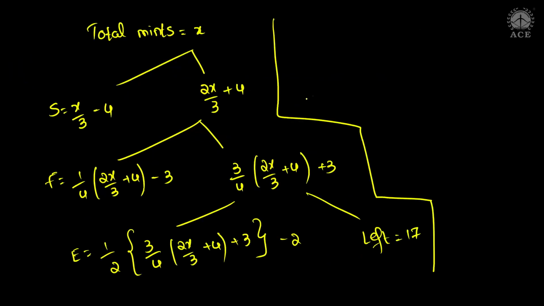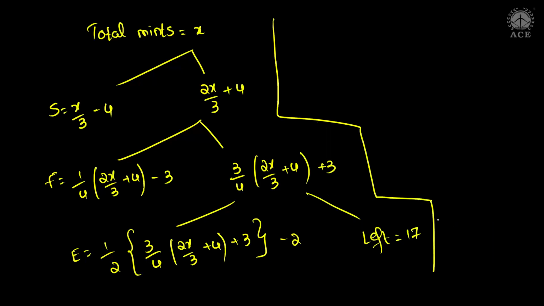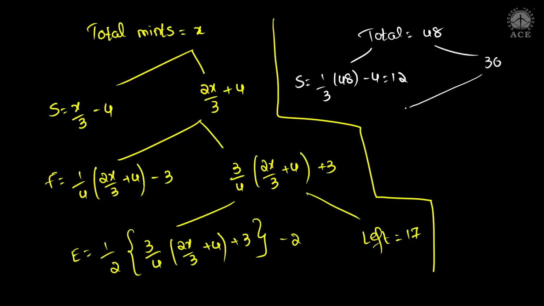Suppose the total is equal to 48, my dear friends. Let us consider the total is 48. Now Sita took 1/3 of that, which means 16. She returned 4, which means Sita took only 12. 36 is available here. Now Fatima took 1/4 of this and returned 3. So Fatima took only 6. 1/4 of 36 is 9, but she returned 3 due to guilt.